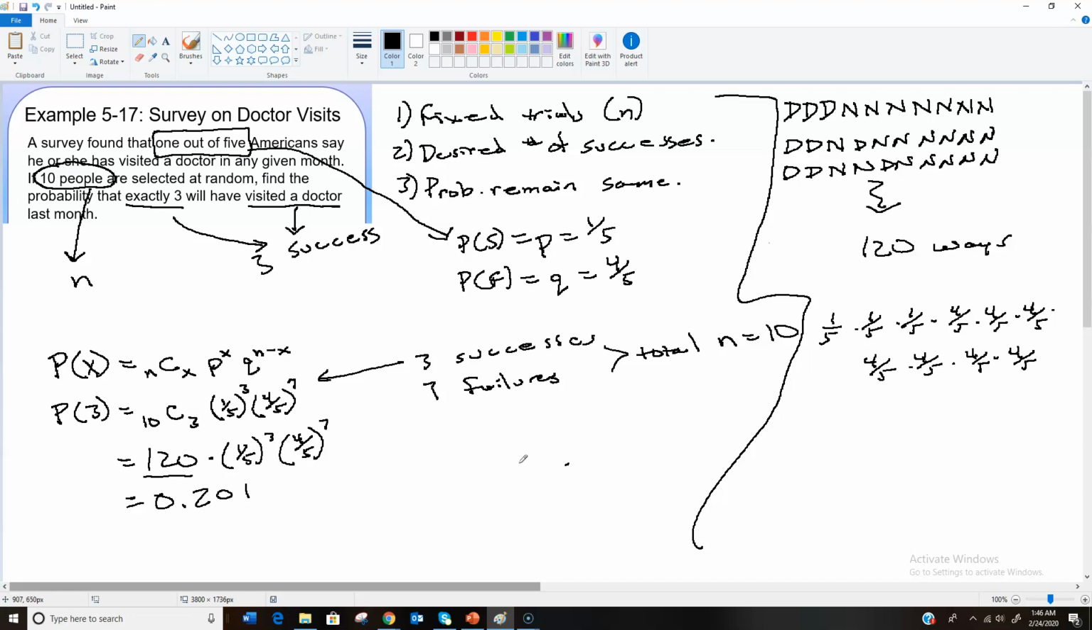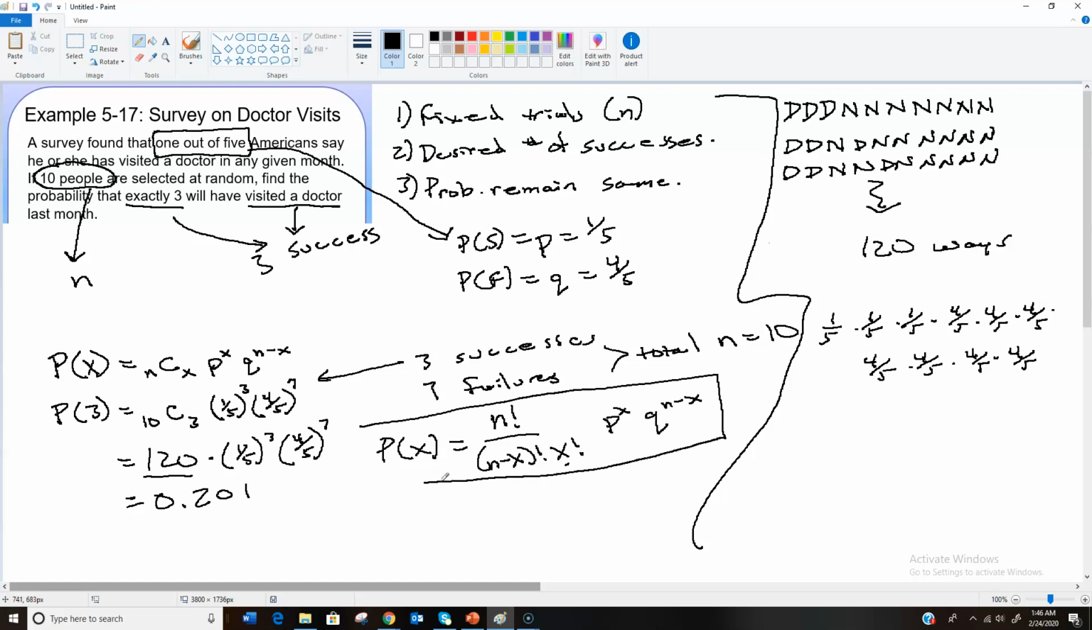Now, you don't have to remember it that deeply every time you do the problem, but that's where that all comes from. So if you can remember on your formula sheet that the P of X equals n factorial over n minus x factorial times x factorial, and then P to the X, Q to the n minus x, if you can get this all filled in, if you can recognize it as a binomial problem and get all the little bits filled in, you have it. And one of the easiest ways to get it filled in is to remember that this is an n choose x. So let's do another example.